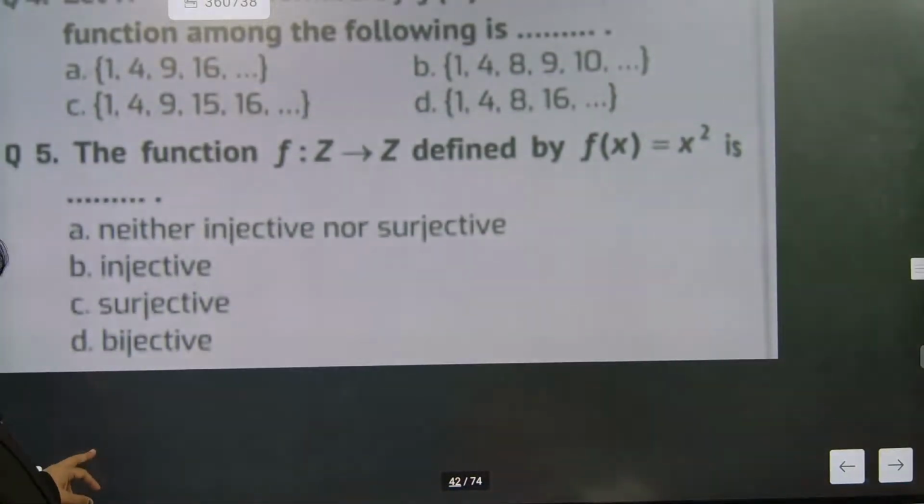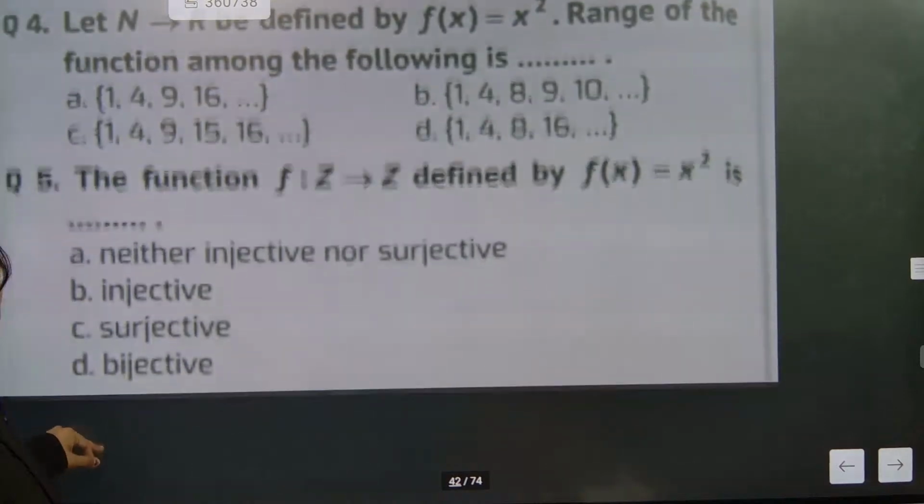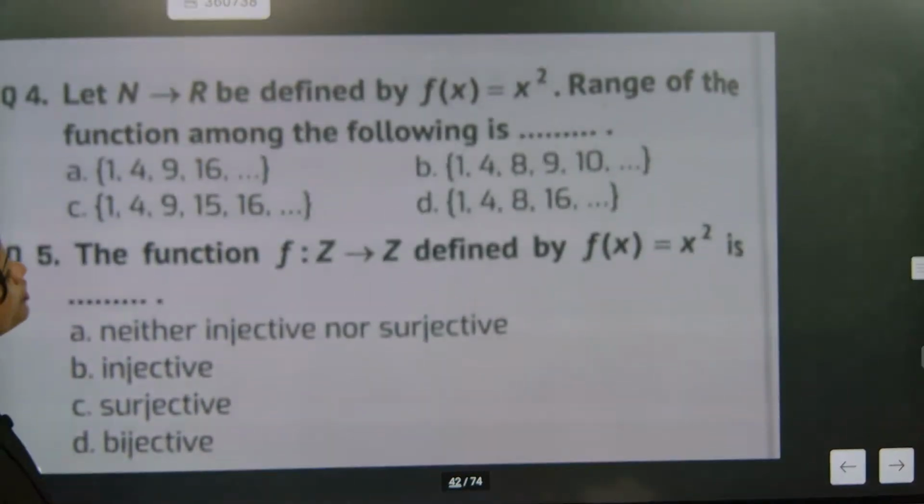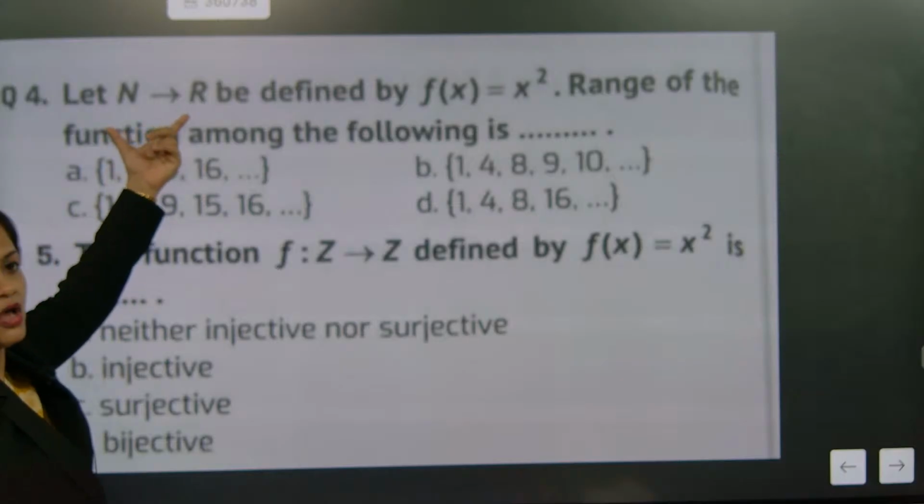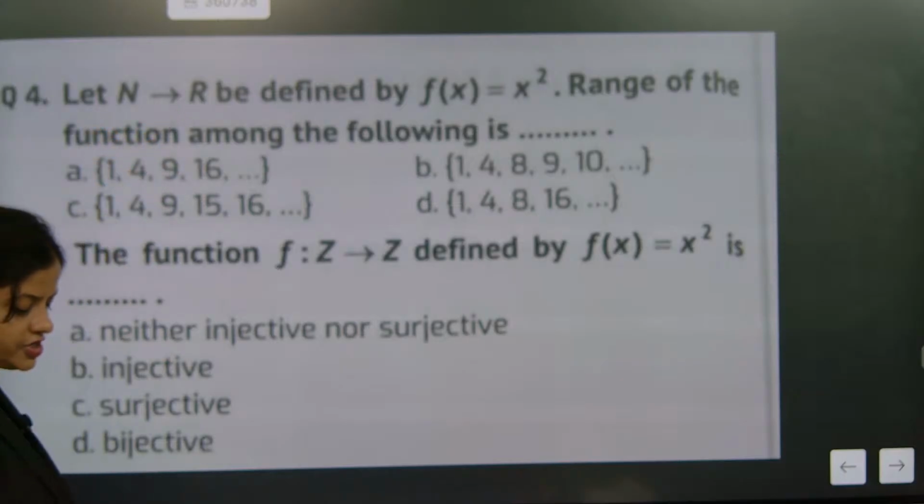Now look at the next question, this one only. Next part, question number 4 and 5. Now see, this is what I was talking about. Whenever you change the domain and range, everything will change.